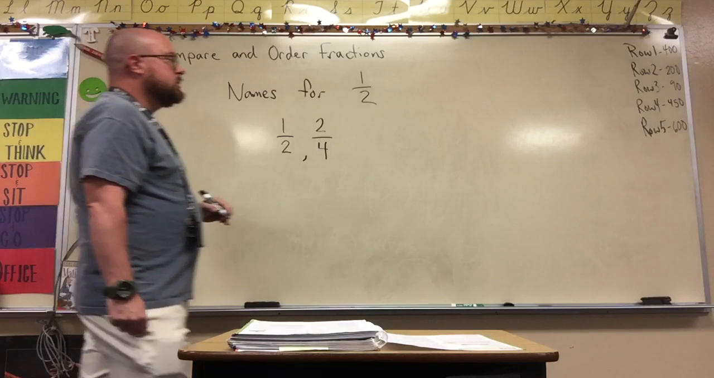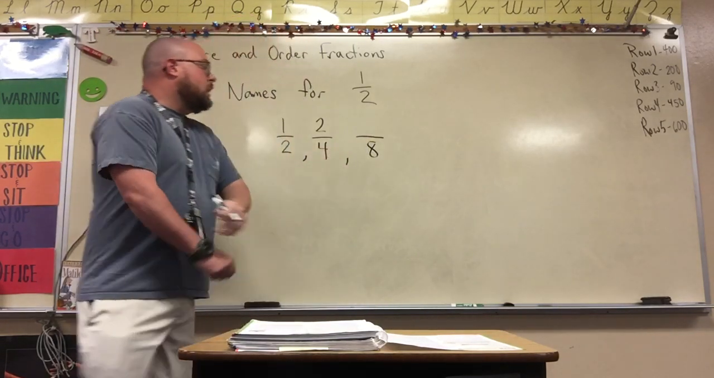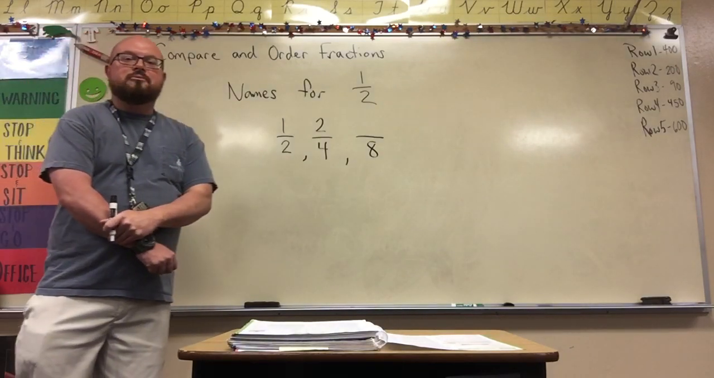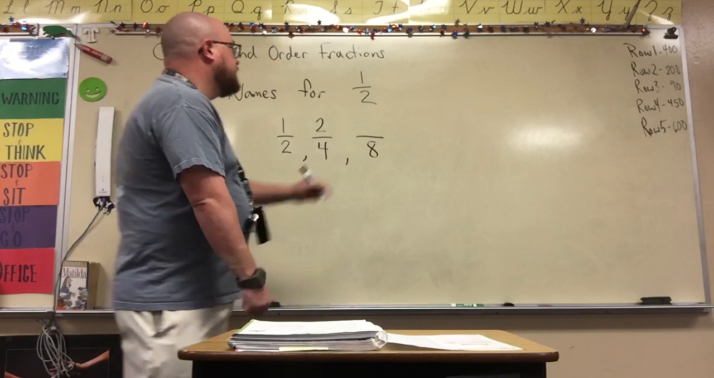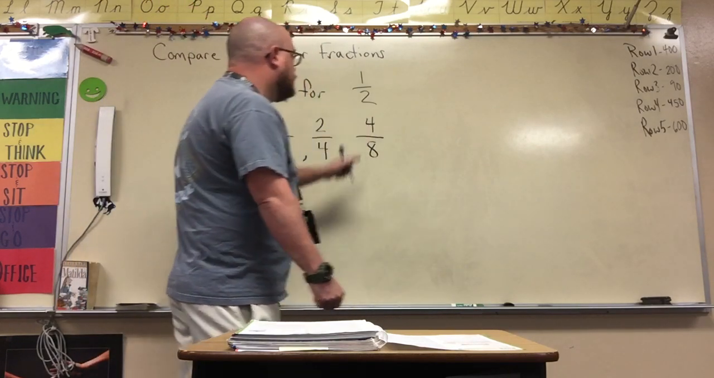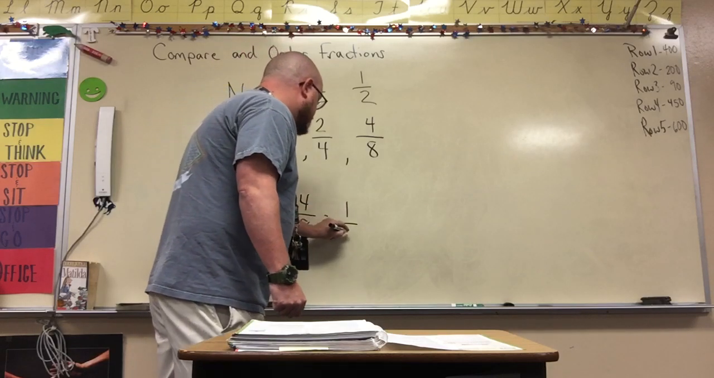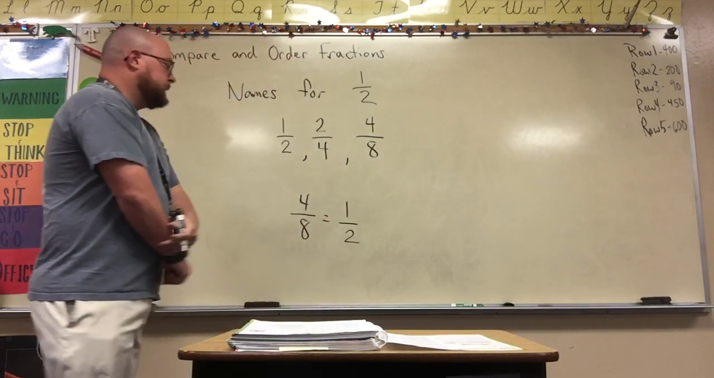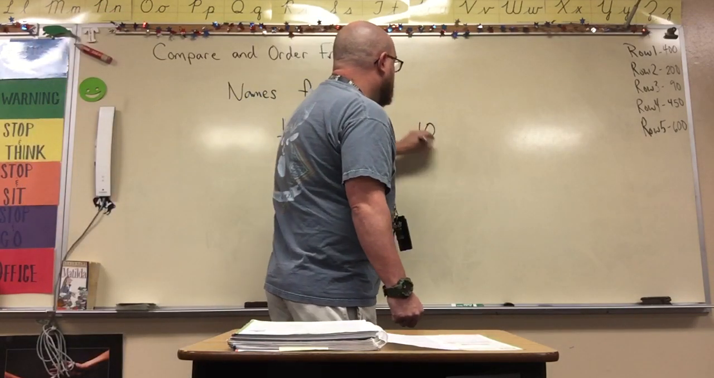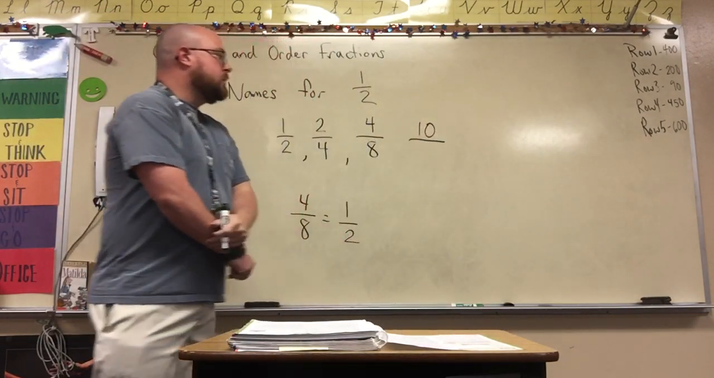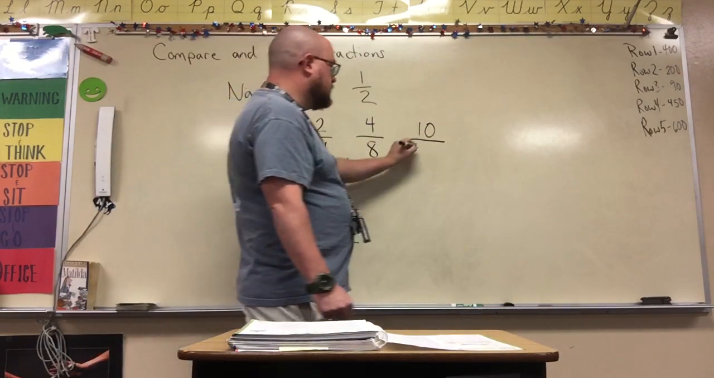So in other words, if I were to have the number 8 on the bottom, I need a number that is half of 8. Whatever that may be, it could be my numerator. So half of 8 is 4. So 4 over 8 equals 1/2. Okay? If I have a number like 10 on my numerator, my denominator is going to be double that. So it would be 20.